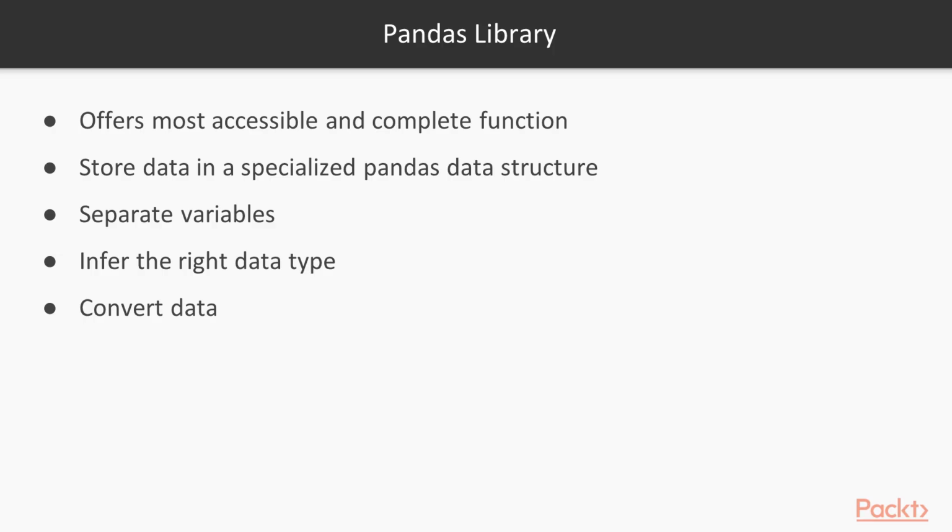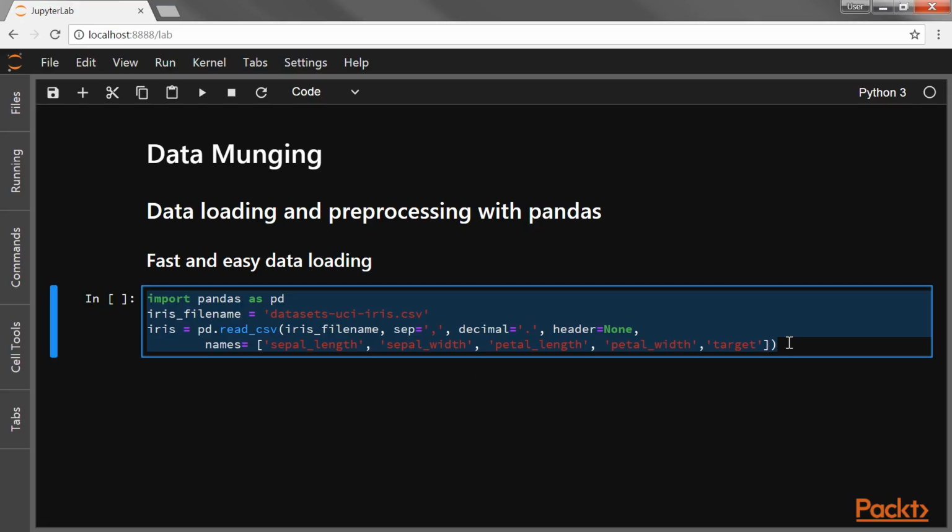Let's start with the CSV file and Pandas. The Pandas library offers the most accessible and complete function to load tabular data from a file, or a URL. By default, it will store data in a specialized Pandas data structure, index each row, separate variables by custom delimiters, infer the right data type for each column, convert data, if necessary, as well as parse dates, missing values and erroneous values.